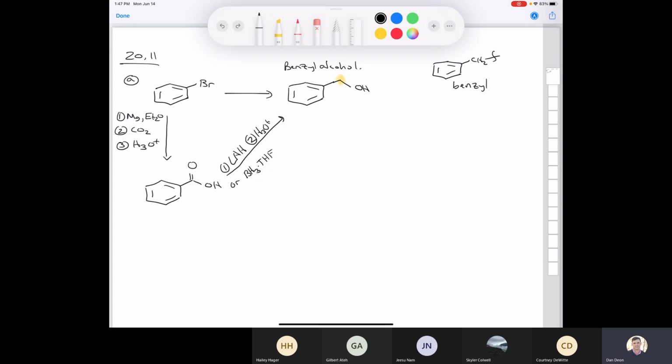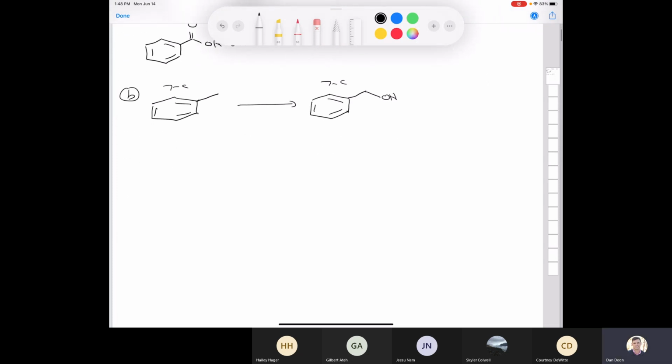Let's take a look at 2011B. So this is part B. We're starting with toluene this time. So just plain old toluene. And we want to convert that to benzyl alcohol. Well, now it's a little bit different, isn't it? Because we're not adding a new carbon to the carbon skeleton. We have 7 carbons over here, and we're ending up with 7 carbons.